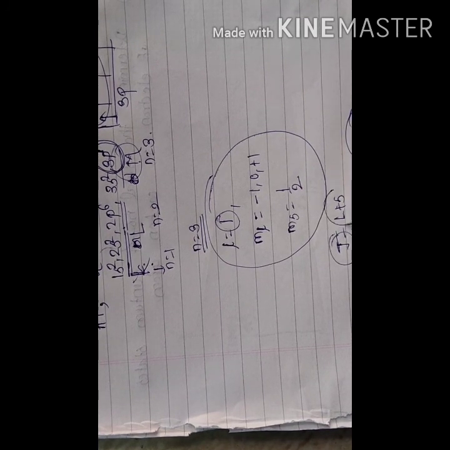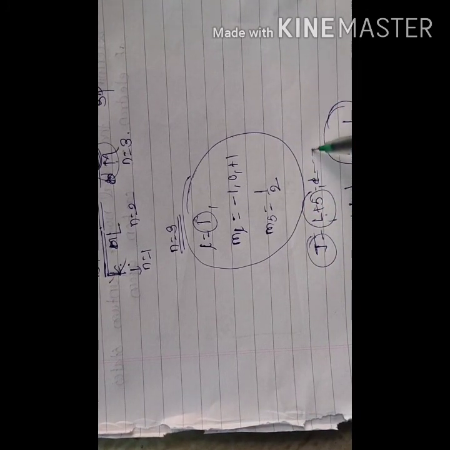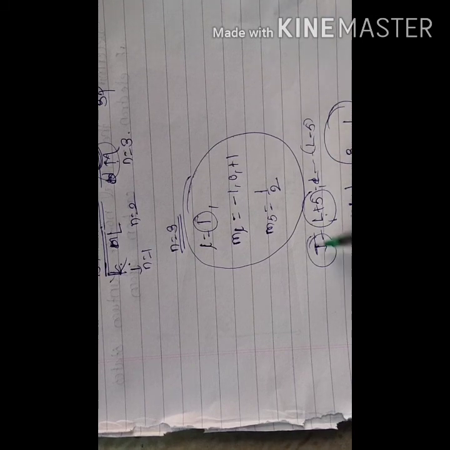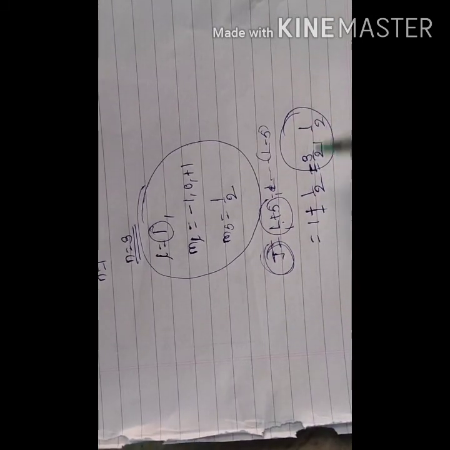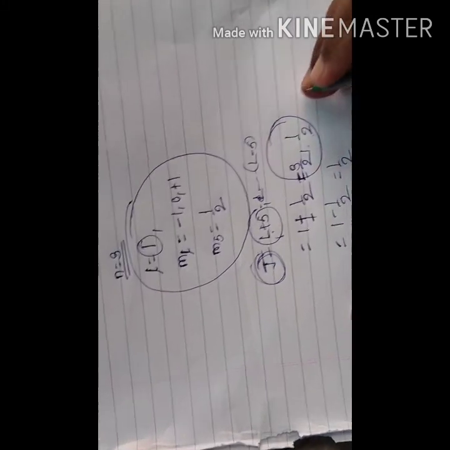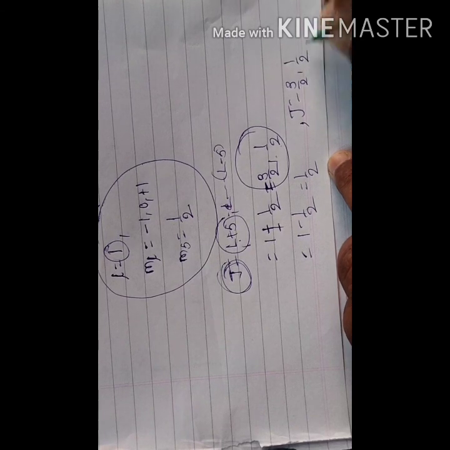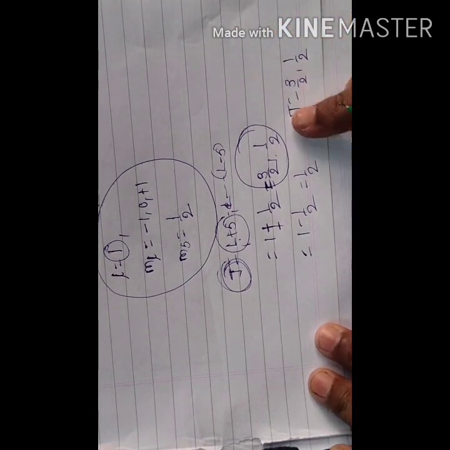We know that the maximum value for J is L plus S, and the minimum value for J is L minus S. So this becomes 1 half also. So this gives two values of J. So J has two possible values, that is 3 by 2 and 1 half. So this is for J.